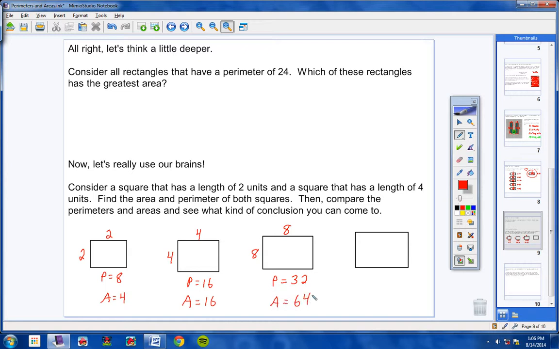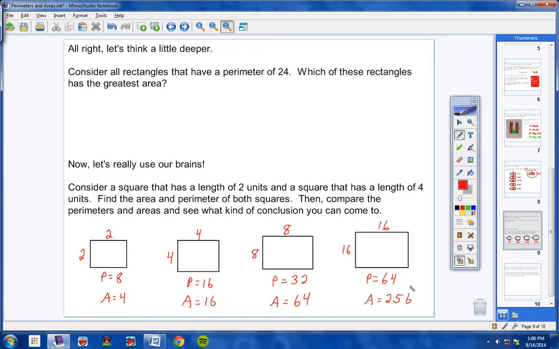8 times 8. Now I'm going to go ahead and draw one more square here just to really make sure I've got a good idea of what's going on. So I had a length of 2, then it was 4, then it was 8, so I'm going to use 16 and 16, and the perimeter would be 64, 16 plus 16 plus 16 plus 16, and the area would be 256, which is 16 times 16.